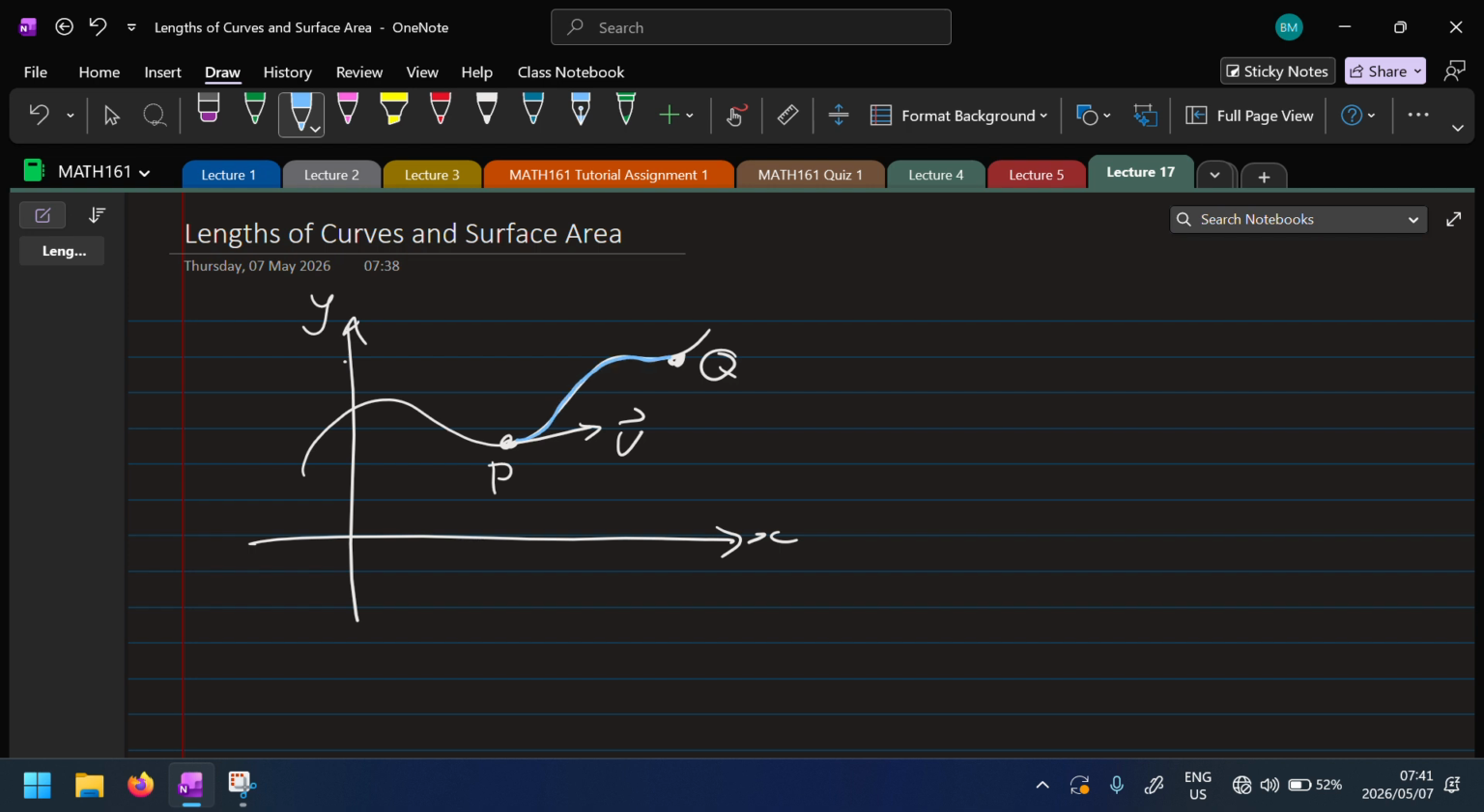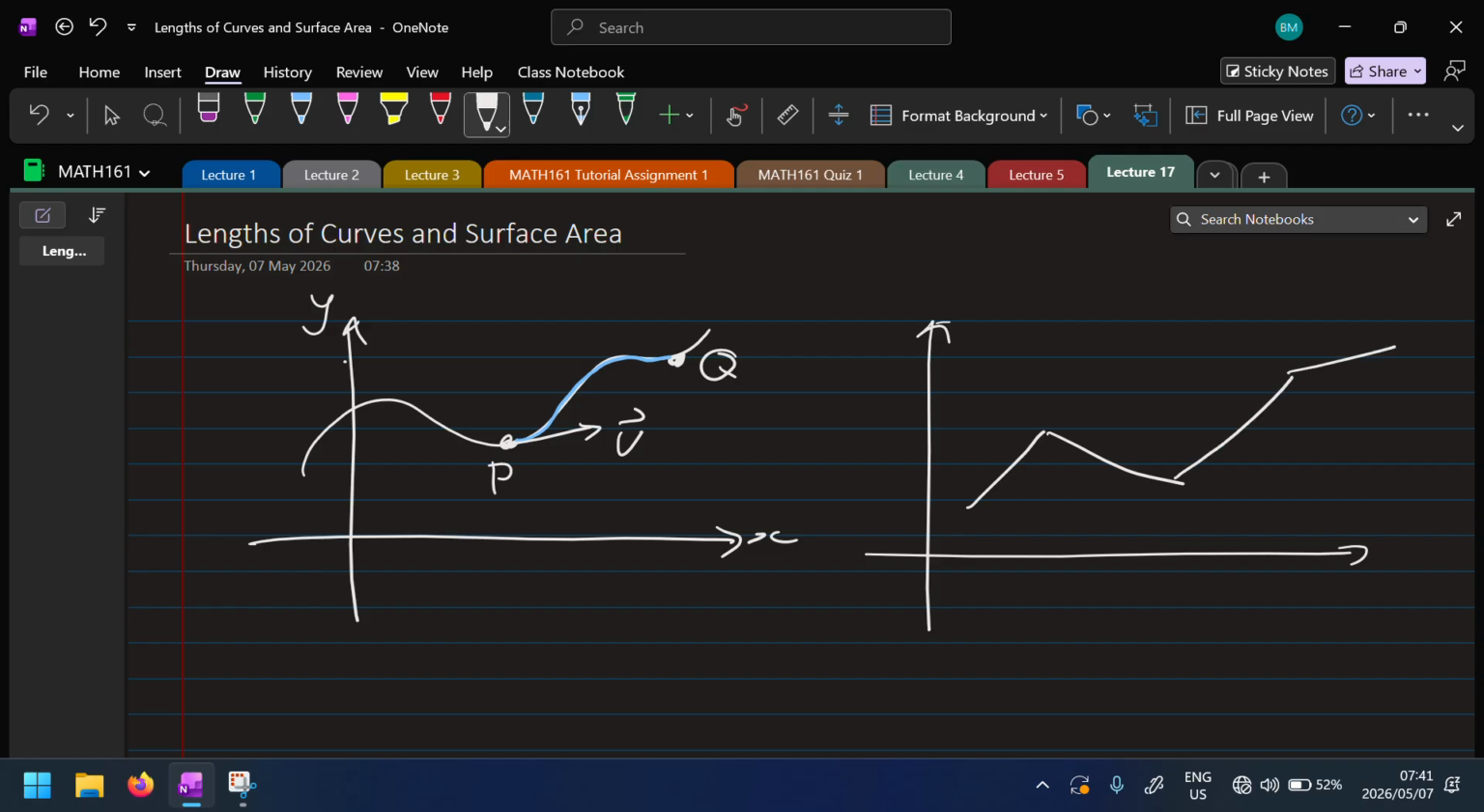The way we're going to do that is by not looking at this nice smooth curve. We're going to cut it up into a lot of straight line pieces. So instead of looking at it like this, we're going to look at it like this one here. This nice smooth curve, we break up into little line segments, and each line segment has some length, and that's easy to work out.